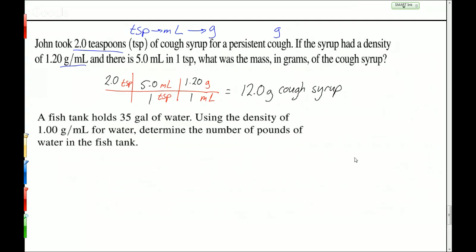So let's look at some conversion factors that we're going to need to put in there. We need to know that there are 3.8 liters in a gallon, and 454 grams in 1 pound. Okay, so with those two, see if you can set up a conversion and figure out how many pounds of water would be in this fish tank.